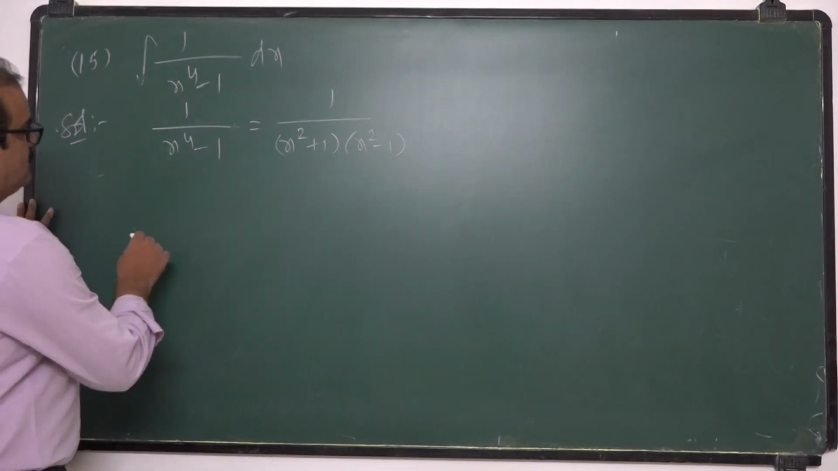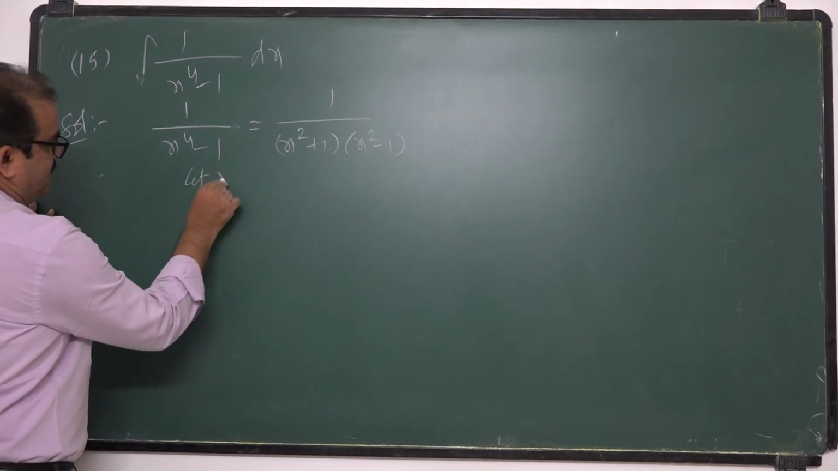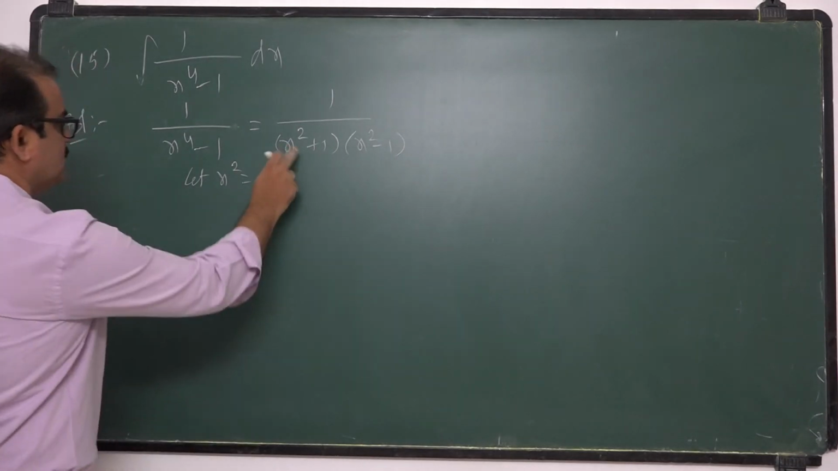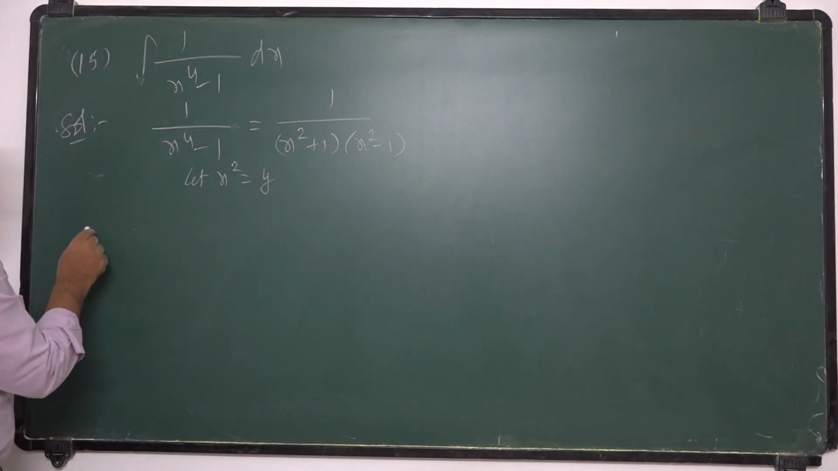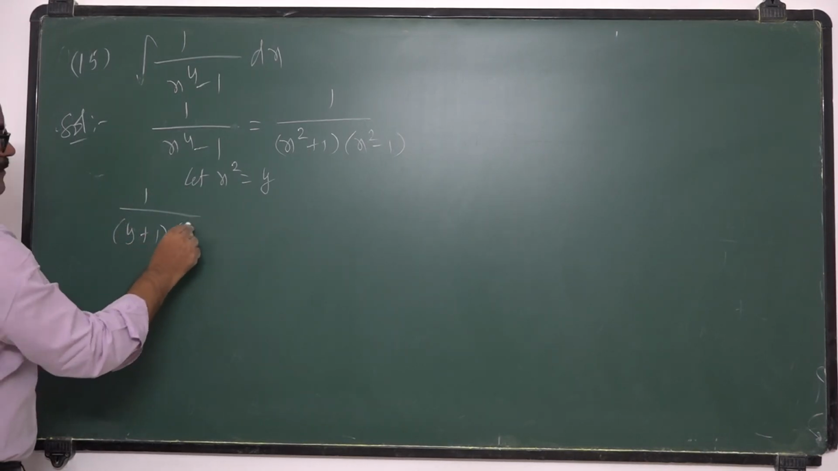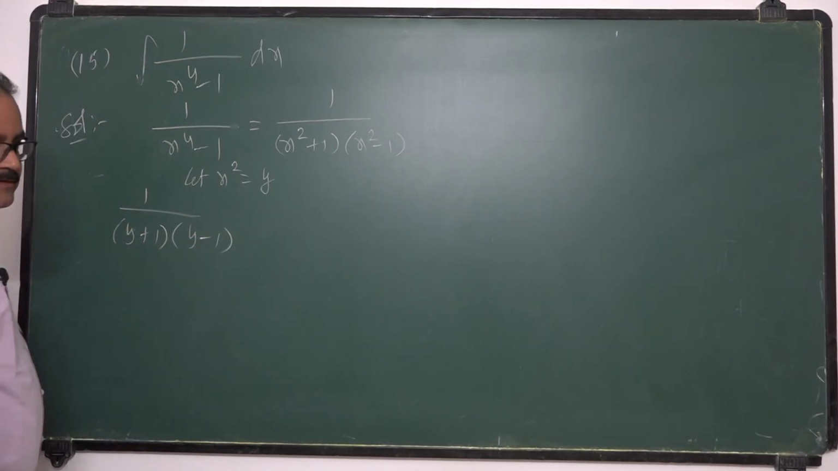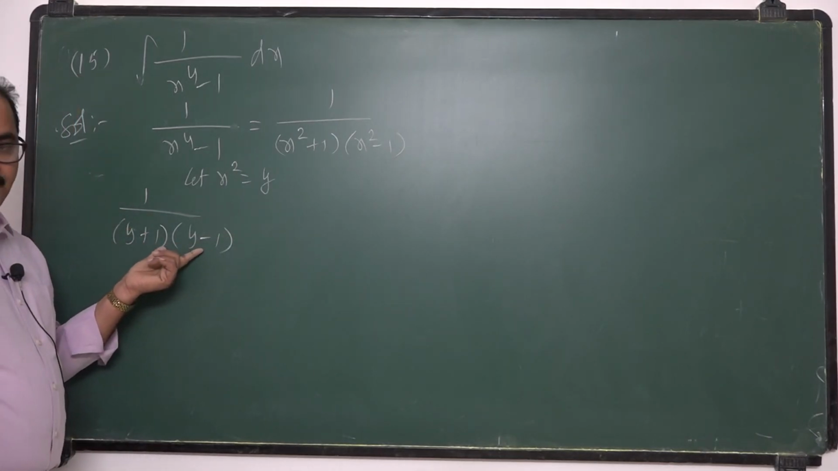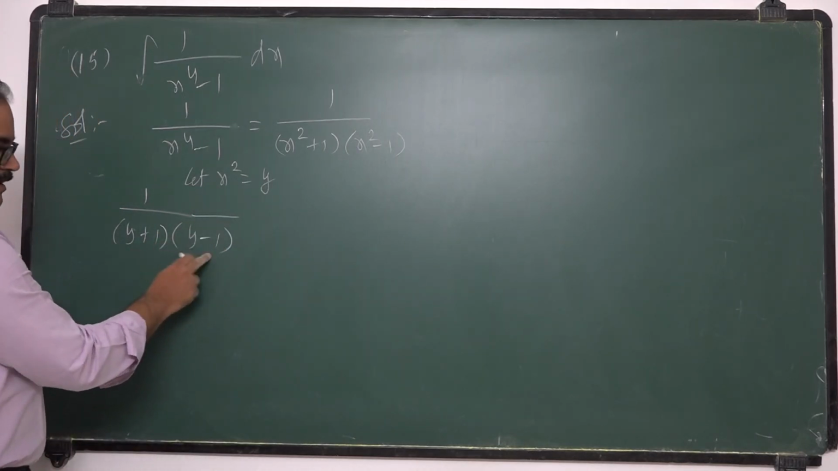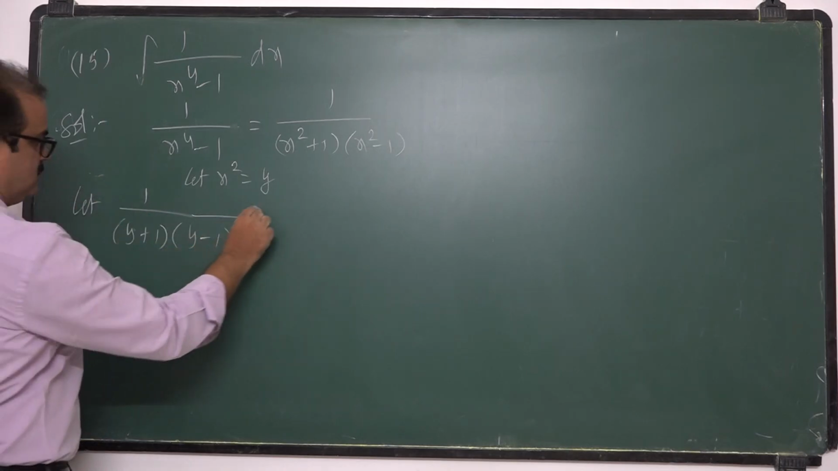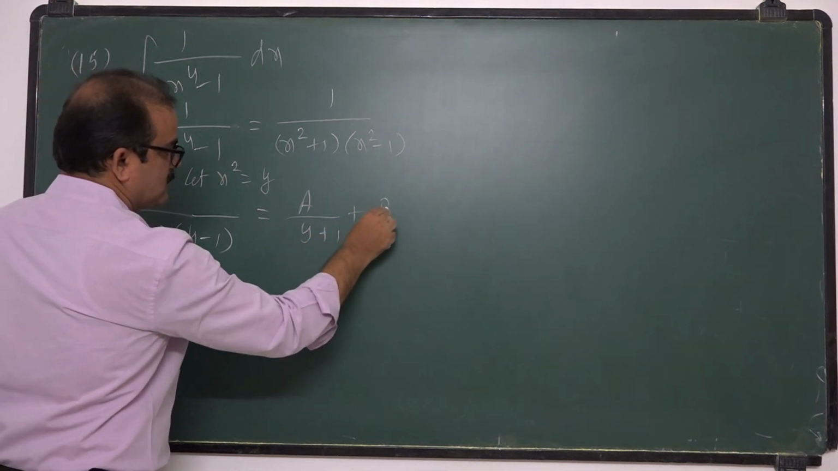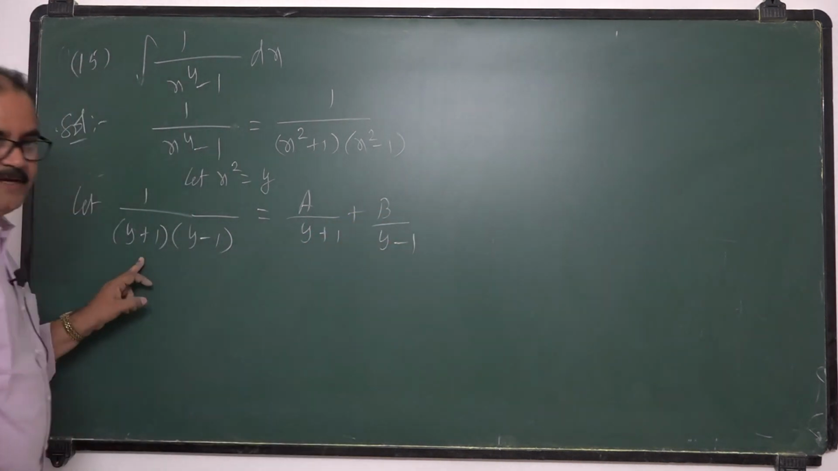Here let x square is equal to some y. Then this becomes 1 by (y plus 1) into (y minus 1). It is easily reduced into a sum of partial fractions. These two are linear factors. Then let this be equal to A by (y plus 1) plus B by (y minus 1).